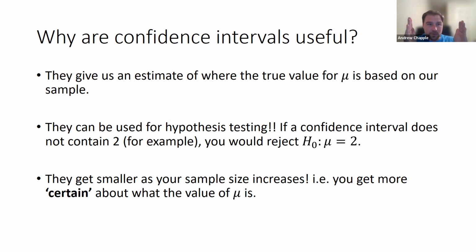So these intervals, if you have a smaller sample size, are going to be bigger. And as your sample size gets bigger, they're going to get smaller and smaller and smaller. And that kind of makes sense. You're more certain about where this value of mu lives.